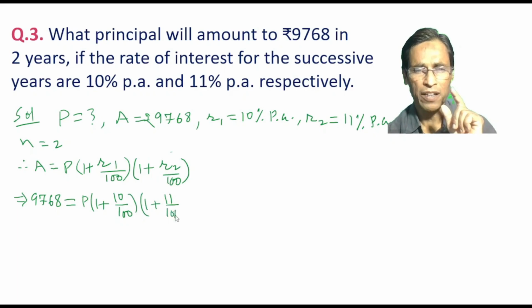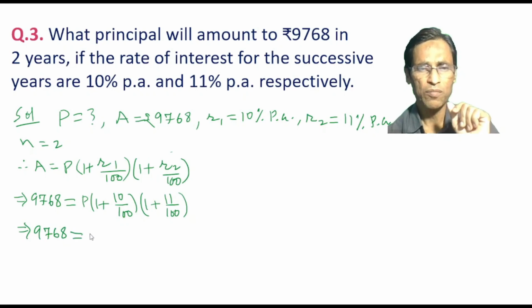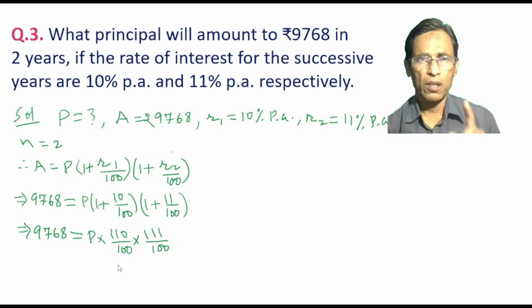In the next step, 9768 in LHS. In RHS, P into 1 plus 10 by 100 means 110 by 100, and then in the second factor 1 plus 11 by 100, it will be 111 by 100.